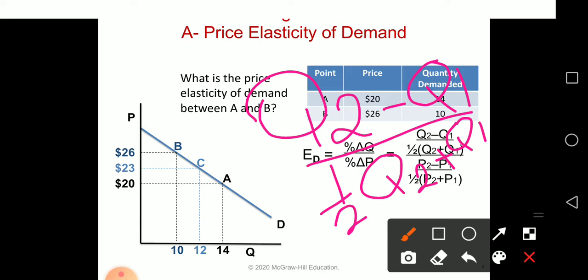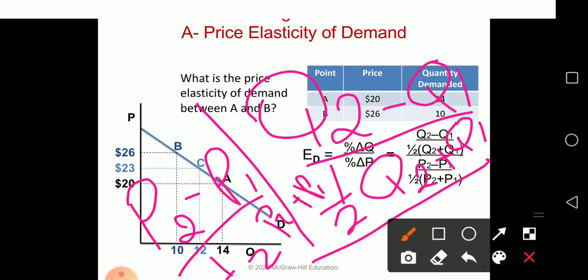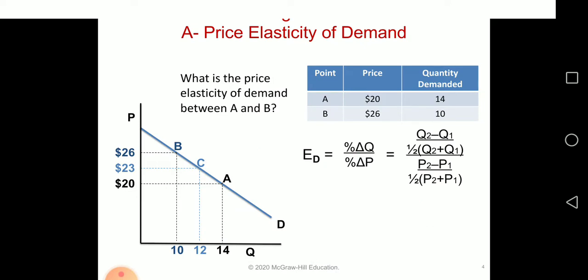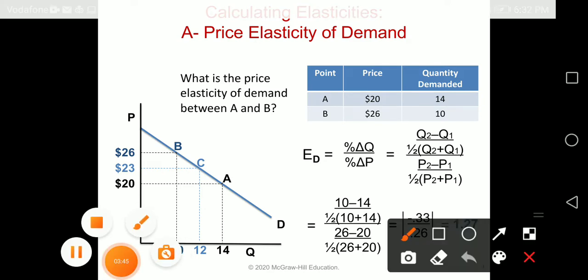Okay, and after we get the answer of this, I will divide it by the same for the price, P2 minus P1 all over half P2 plus P1. So plus with here down with the half, don't forget. And then substitute, and I'm going to get the absolute value. So easy one, very easy one.